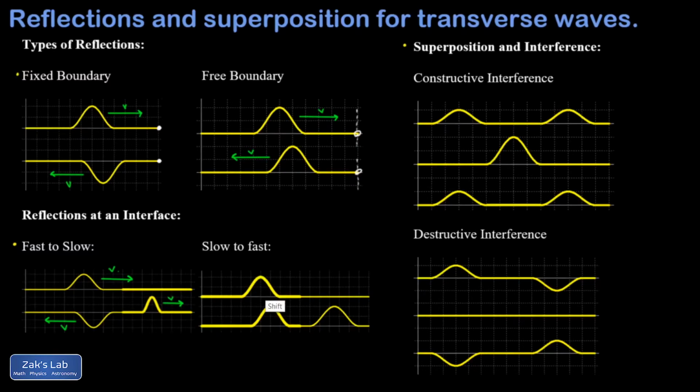Then I look at the slow to fast transition. And again, this is kind of like a less extreme version of having a free end to the string. And it shouldn't be too surprising to see that pulse reflected right side up. Again, the transmitted portion is going to be right side up. One thing I left out of these diagrams is that our reflected pulse should have a lower amplitude than the initial pulse because part of the energy has been transmitted into the second medium.